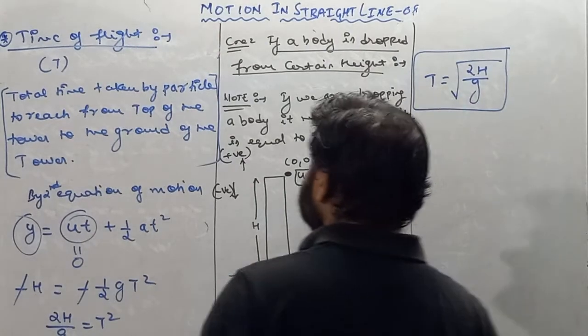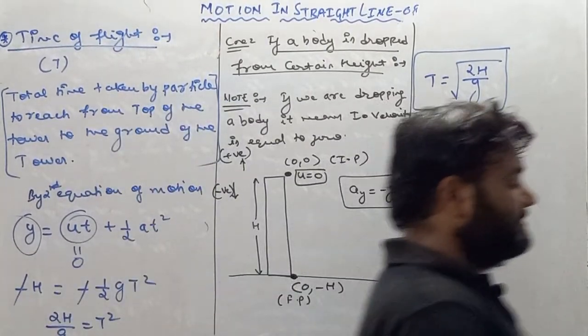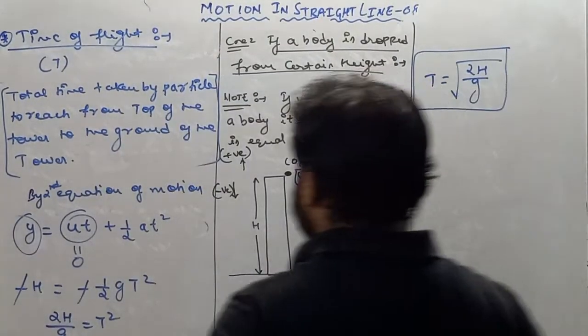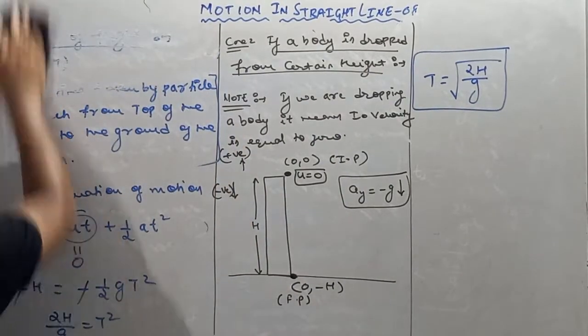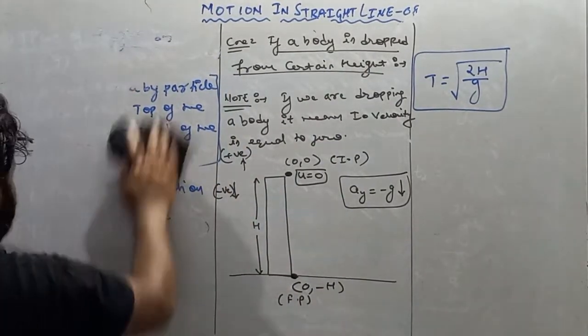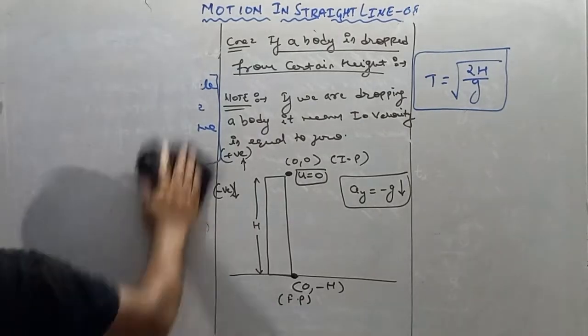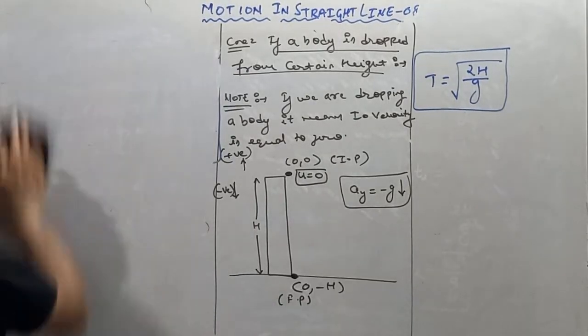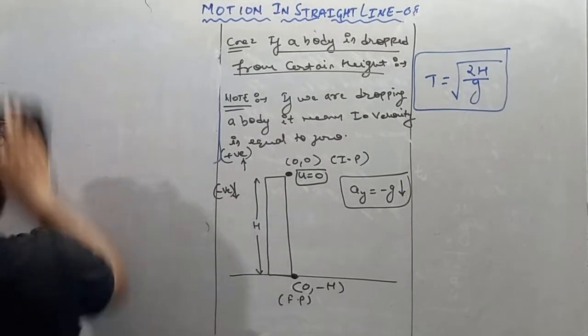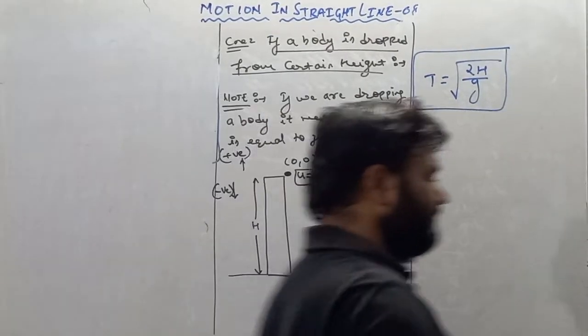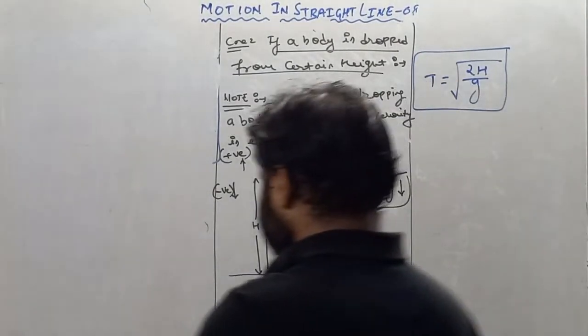Next, velocity acquired by the particle just before reaching the ground. Write down the next heading, velocity acquired by the particle just before reaching the ground.